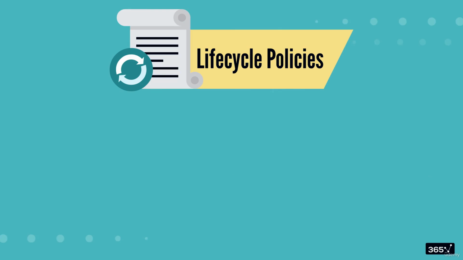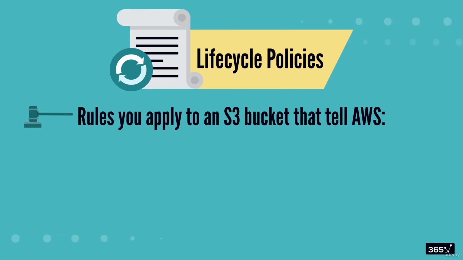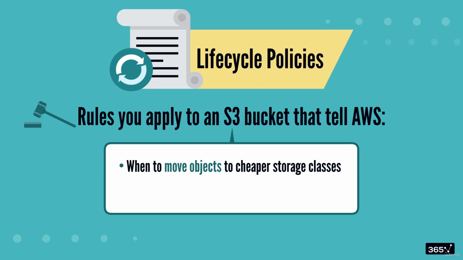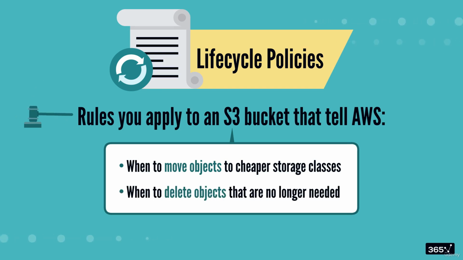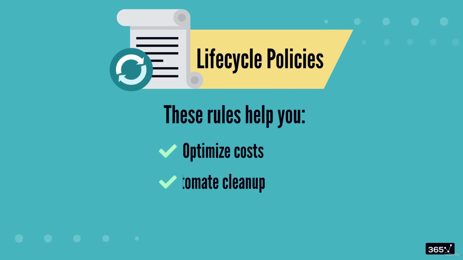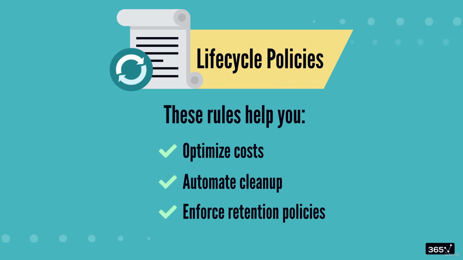Lifecycle policies are rules you apply to an S3 bucket that tell AWS when to move objects to cheaper storage classes and when to delete objects that are no longer needed. These rules help you optimize costs, automate cleanup, and enforce retention policies without lifting a finger.